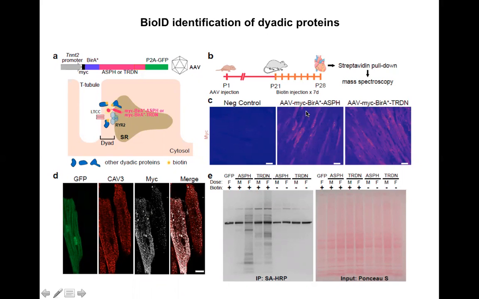Immunostaining experiments confirmed the high transduction efficiency of our BioID sensors and also their correct localization. Western blot showed many biotinylation signals in the sensor plus biotin groups compared to the control groups.